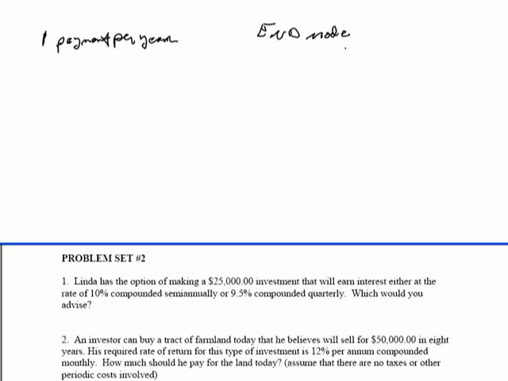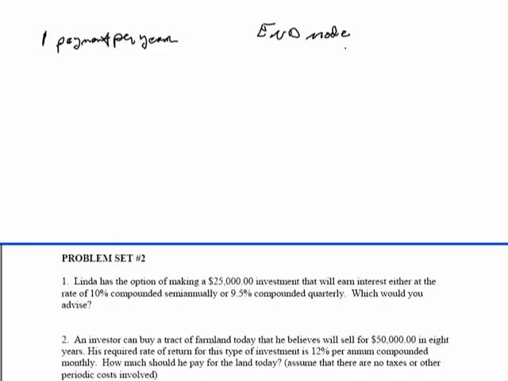And the first problem is Linda has the option of making a $25,000 investment that will earn either at a rate of 10% compounded semi-annually or 9.5% compounded quarterly. Which would you advise her on? So this one's a little bit different, and it just addresses the issue of compounding periods. Now, the 25,000 is really probably extra information. What we really want to do is just standardize or change the compounding periods to the same number of periods for both of the interest rates, so we can compare apples to apples. We can compare the interest rates on the same scale, on the same number of compounding periods.